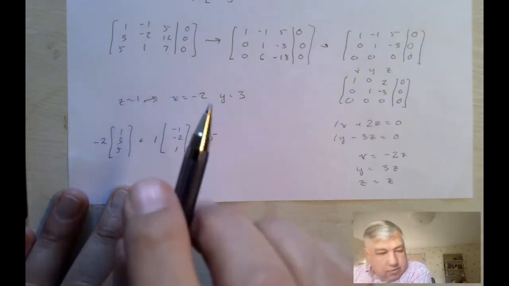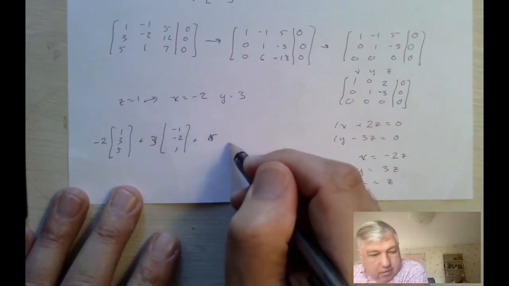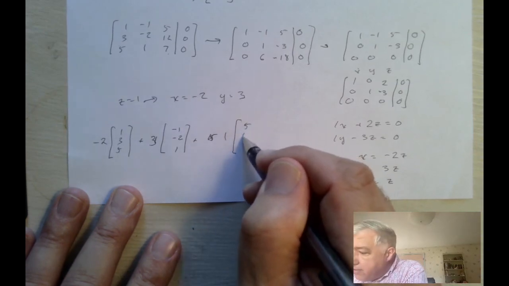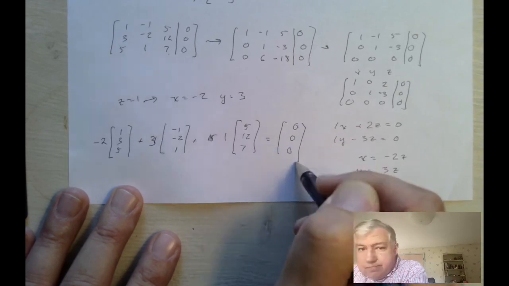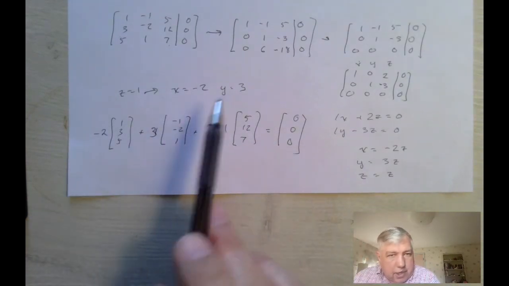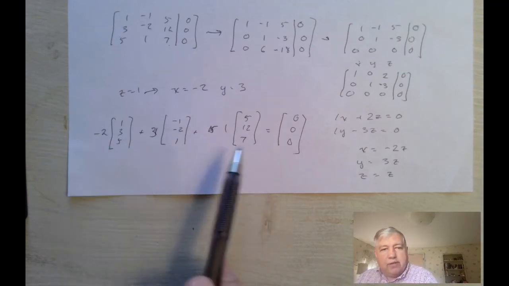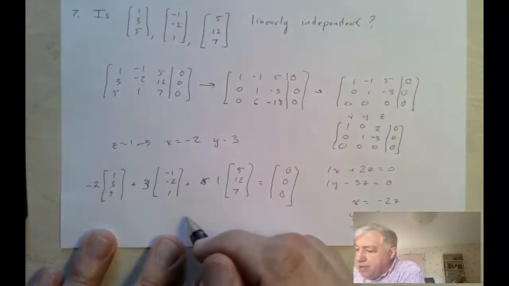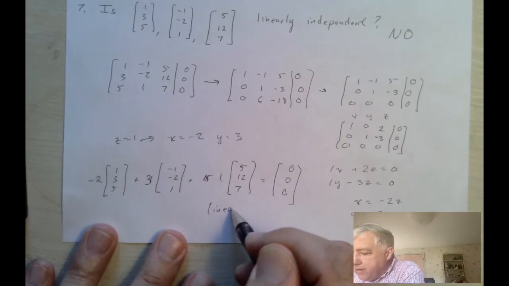Oops, sorry. I am so sorry. This should be a 3, and this should be a 1. And this is 5, 12, 7 equals 0, 0. That's 3. All right. And then since we have a non-trivial linear combination, these are linearly dependent. So the answer is no. These are linearly dependent.